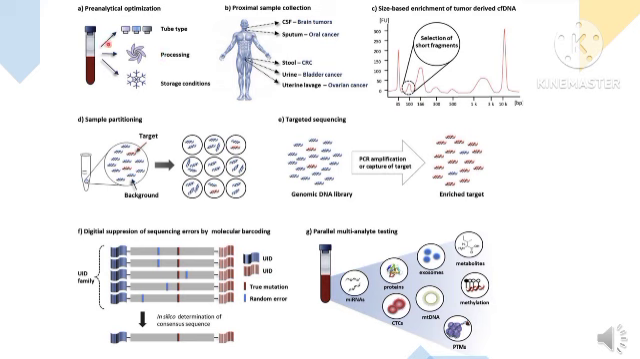So to summarize, we have seen the pre-analytical optimization, like which tube to be collected, how to process it, what are the storage conditions, and proximal sample collection. For brain tumors, you can take CSF. For oral cancers, you can go for sputum. For colorectal cancers, you can take stool sample. For bladder cancers, you can take urine samples. For ovarian cancers, you can take uterine lavage.